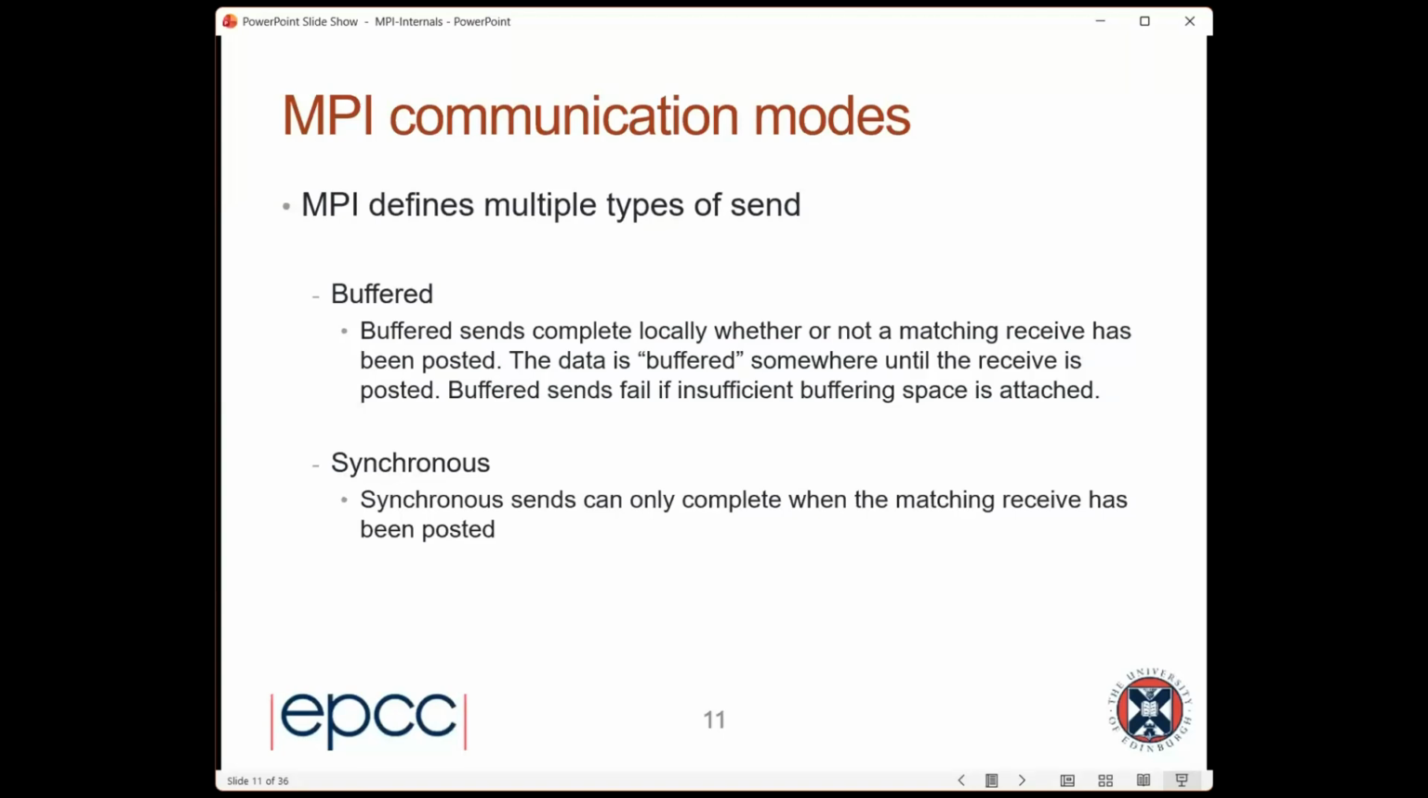The two downsides are you don't know if and when that message is actually received, and secondly, it will fail if sufficient buffering space is not attached. The way MPI works for buffered sends is a bit nasty, but basically you have to tell MPI to reserve a sufficient amount of buffering space to do buffered sends, and if you try and send a message that is too large, MPI will fail, saying I don't have enough space to buffer it.